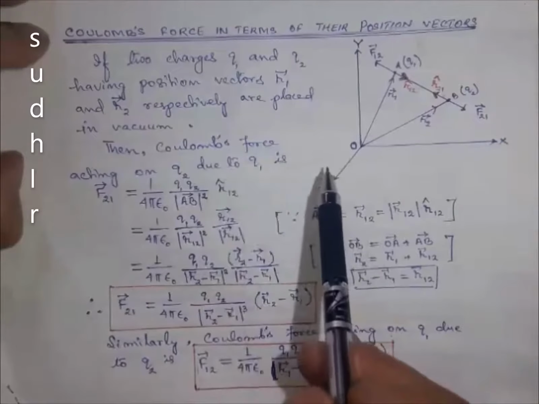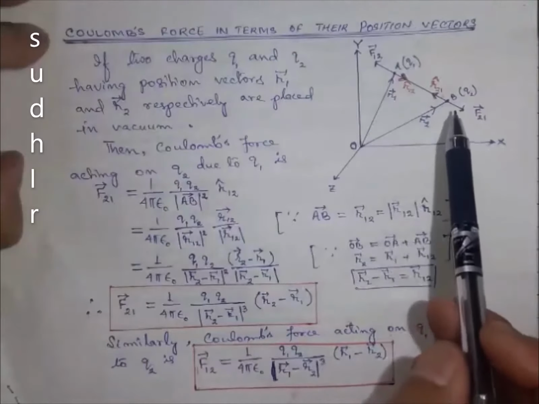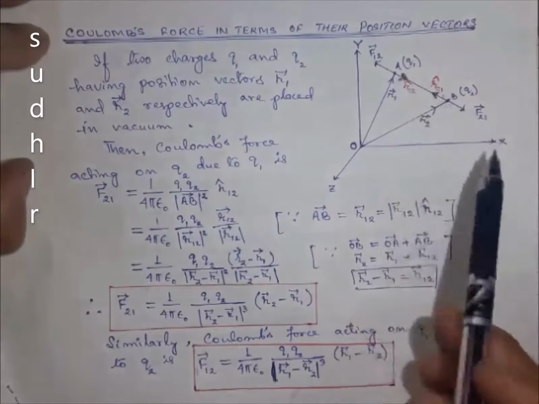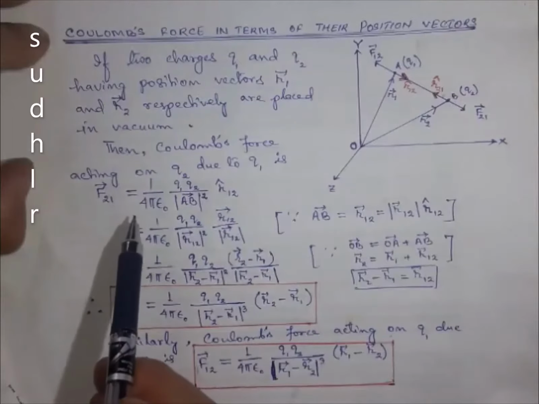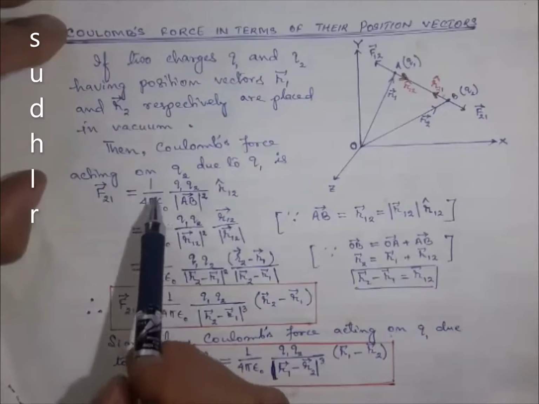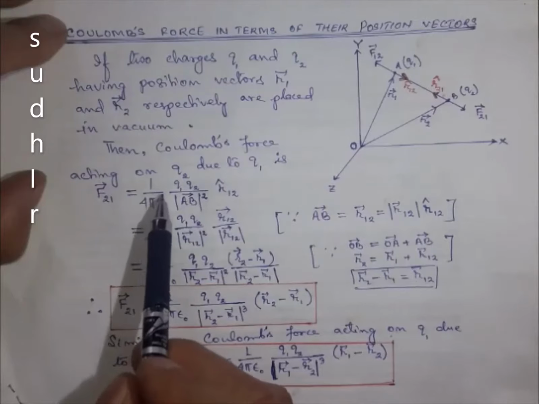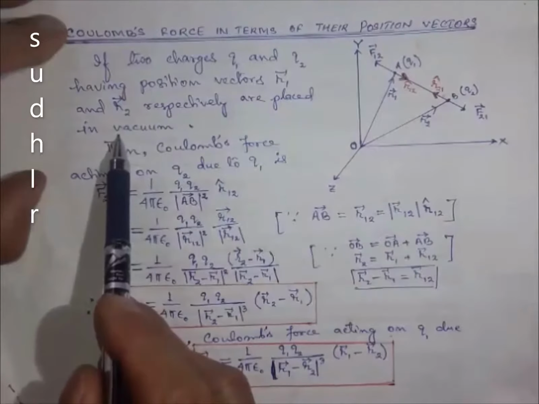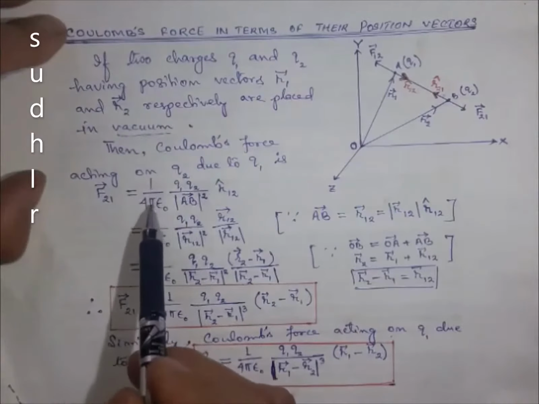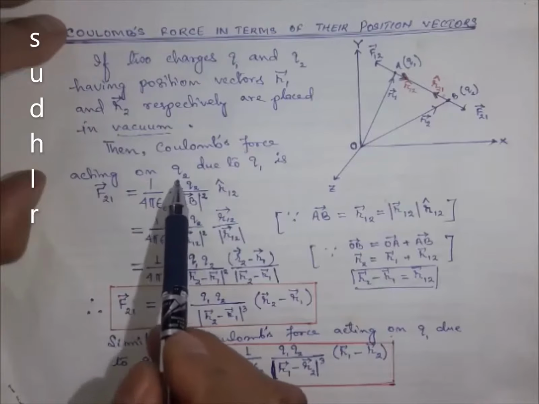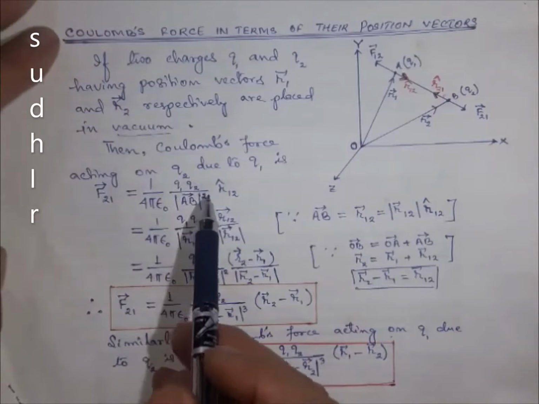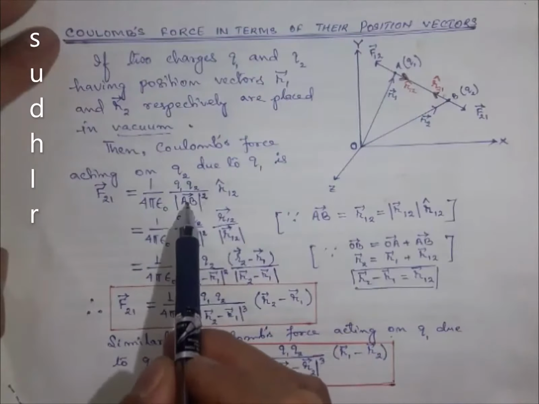Then Coulomb's force acting on the charge Q2 due to the charge Q1 will be represented by F21 vector. And we know from the previous vectorial form of Coulomb's law, this will be K, that means the electrostatic force constant, as the two charges are placed in vacuum, K will be equal to 1 by 4 pi epsilon naught, times the product of the magnitudes of the two charges Q1, Q2, divided by distance square, AB square.